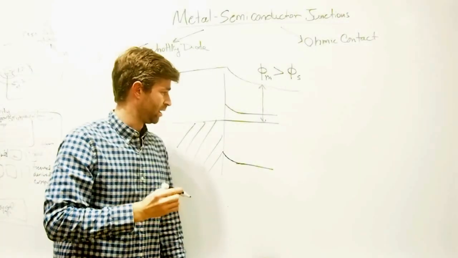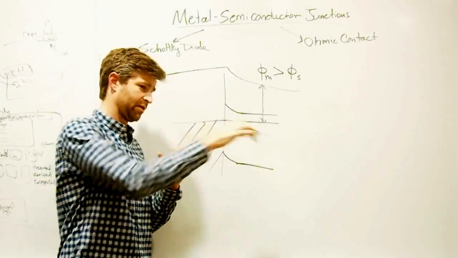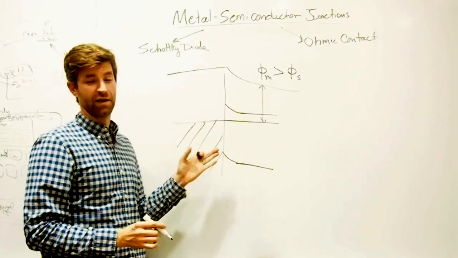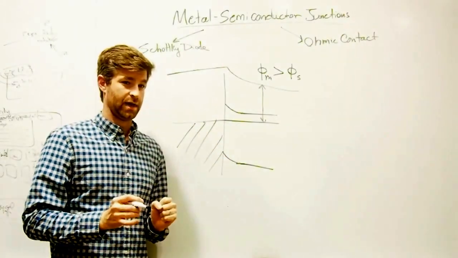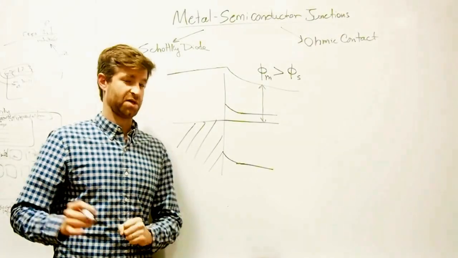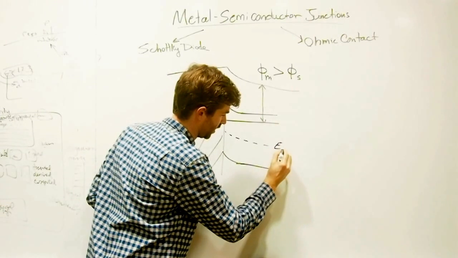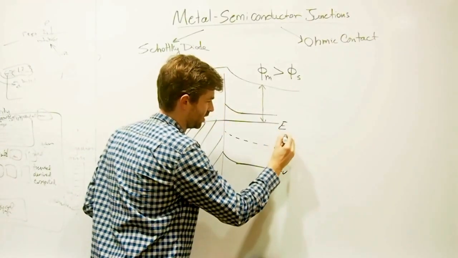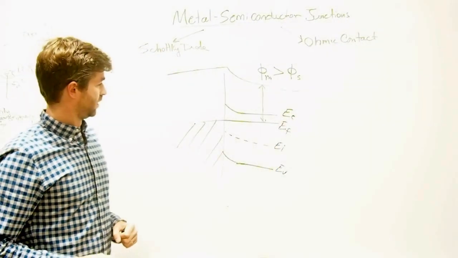So electrons from the semiconductor get sucked into the metal, and it pulls the Fermi level of the semiconductor down at the interface. So the interface will be slightly less N-type than the semiconductor bulk. There's our E_i, E_V, conduction band, E_F Fermi level, and E_C conduction band. So there it is right there.